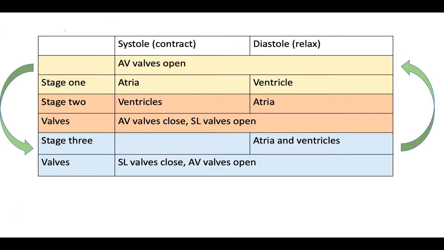Okay, so a bit of a summary. So before stage 1, our AV valves are open. In stage 1, our atria contract and our ventricles relax. Then in stage 2, our ventricles contract and our atria relax, our AV valves close and our semilunar valves open. Then in stage 3, both our atria and ventricles relax, the semilunar valves close and the AV valves open, and they continue to be open before stage 1. Okay.